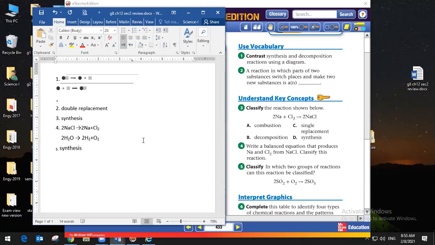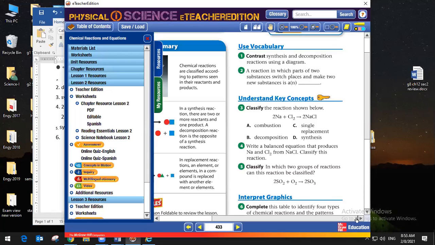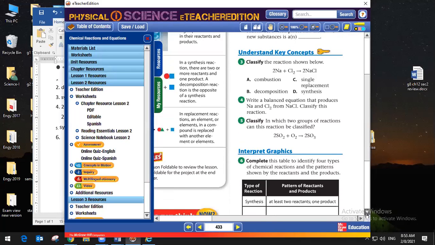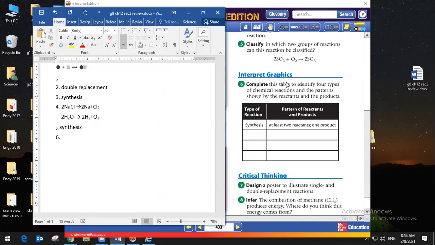You get it? Yes. So let's pass to question number 6. Question number 6, let's see here. It asks us to complete the table to identify types of the chemical reaction as shown in the table. So here it says synthesis: at least 2 reactants and 1 product.